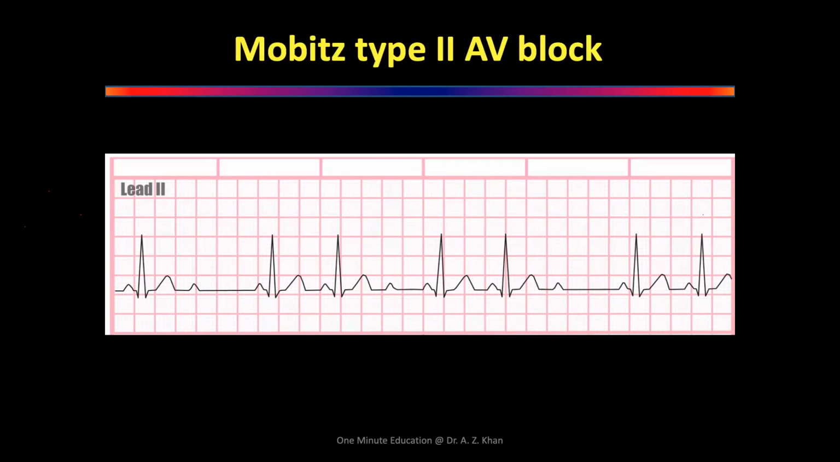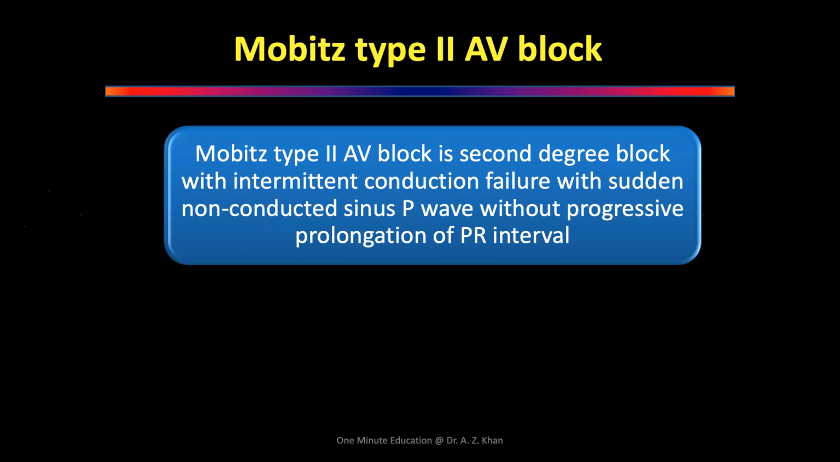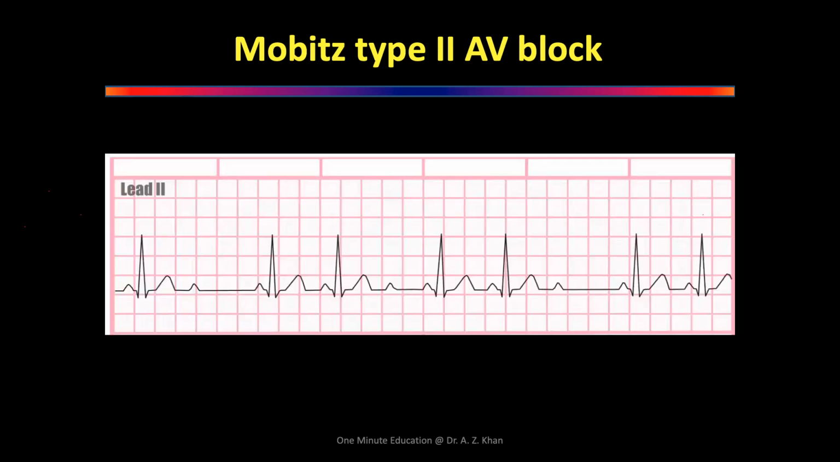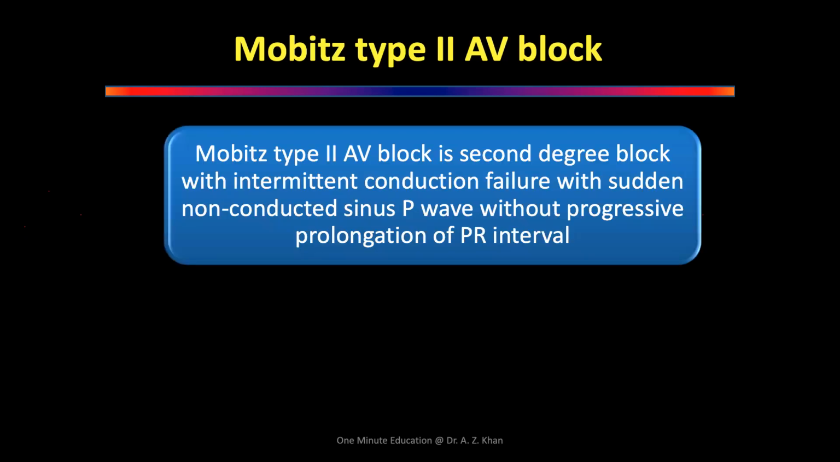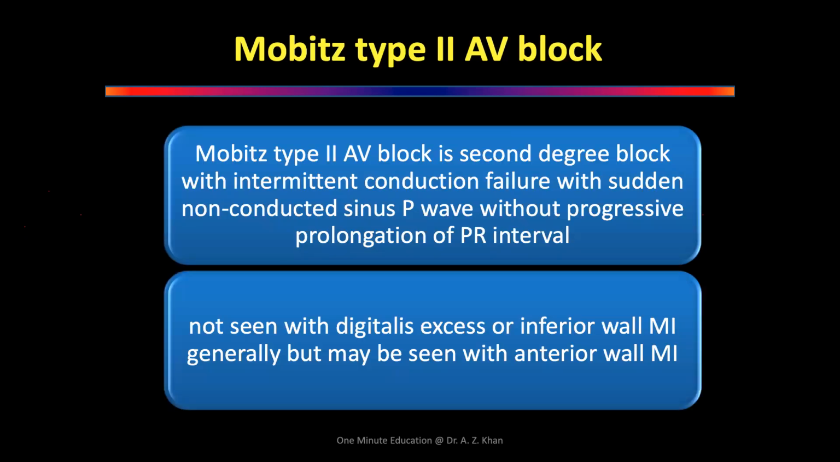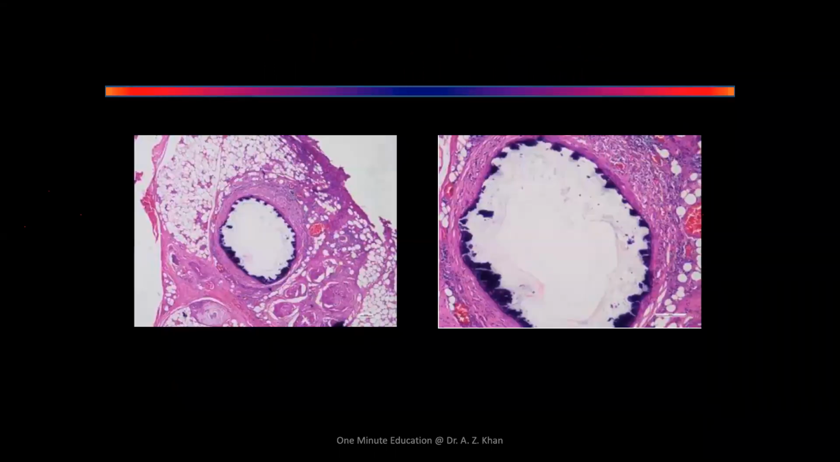This is Mobitz type 2 AV block. It's a second degree block with intermittent conduction failure, with sudden non-conducted P wave, with progressive prolongation of the PR interval. Not seen with digitalis excess or inferior wall MI, but generally seen with anterior wall MI. Now the last one I'll ask you, what is this?